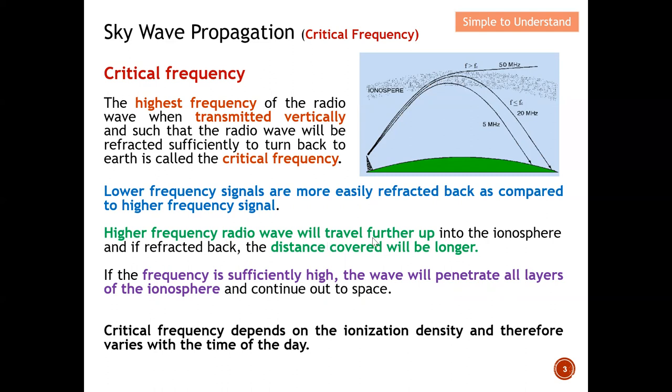A high frequency radio wave will travel further up into the ionosphere before it is reflected back, so the distance covered will be longer. This is what I described earlier: the higher the frequency, the deeper it penetrates into the ionosphere, resulting in a longer distance. Depending on where you want to send your signal, the further away it is, the higher the frequency you can consider using to land in the receiver zone. If the frequency is sufficiently high, the wave will penetrate all layers of the ionosphere and continue up to space. This is mainly for satellite communication. If the frequency is high enough, the wave penetrates through the ionosphere and communicates with the satellite.